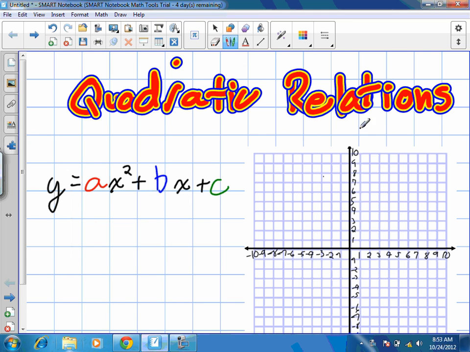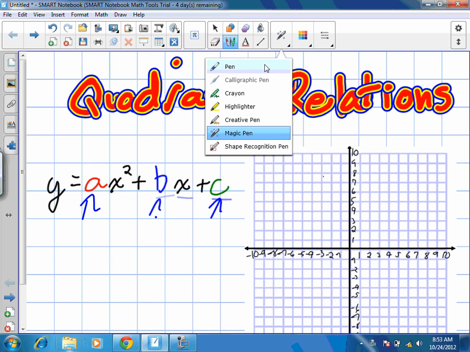Okay, so we're going to be covering quadratic relations. Yesterday we went over nonlinear things. The first thing we're going to be going over is what the equations tend to look like. So we have y is equal to ax squared plus bx plus c. The a, b, and c are all variables that represent any number essentially.